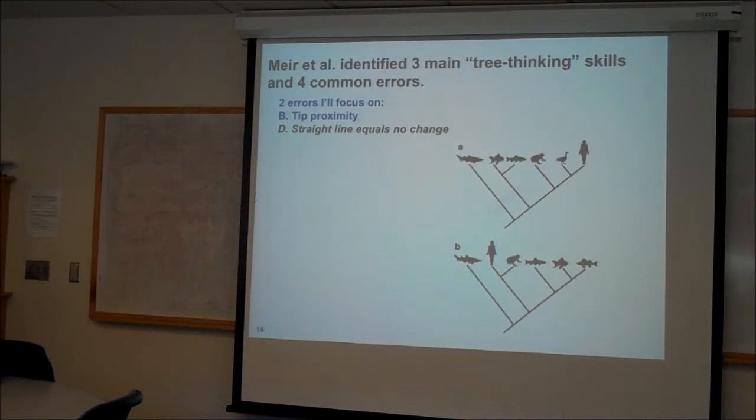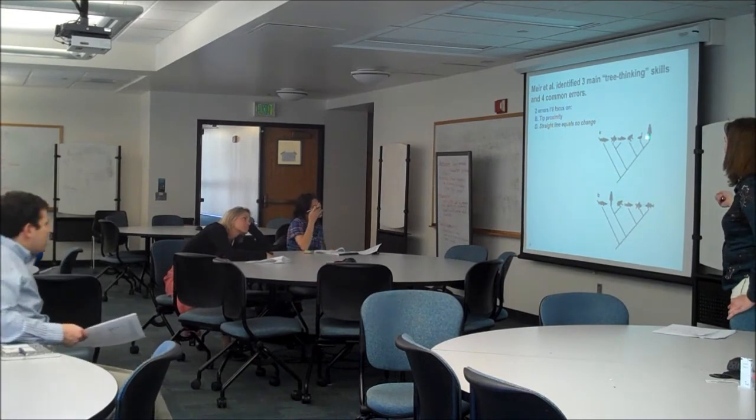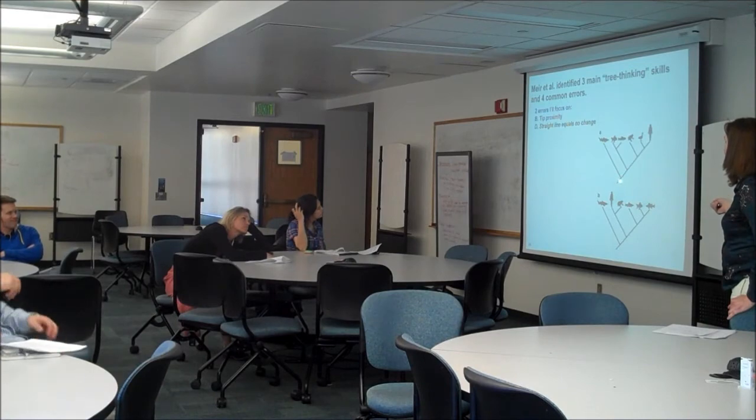So I'm illustrating D actually here, their 4th error, and that is that a straight line equals no change. Does that mean anything offhand to you guys? By that, do you mean that the common ancestor and the sharky-looking thing over here, there's no change between them? Is that what they think? Yes. The straight line in this style of cladogram indicates that there hasn't been change. So in this case, someone might interpret this straight line also being 1 unit, indicating no change.